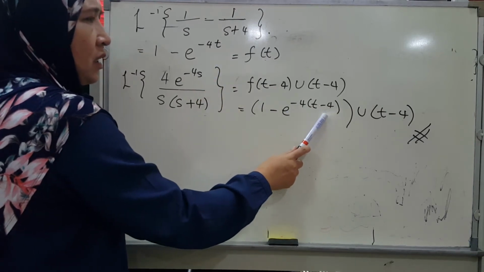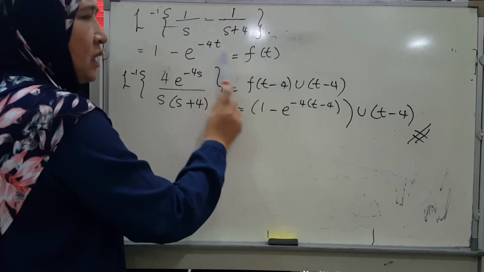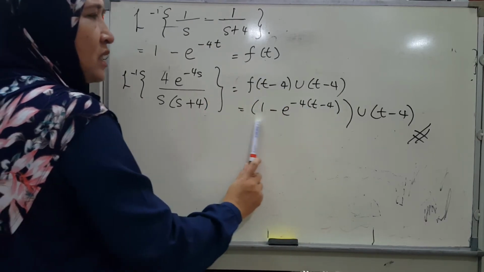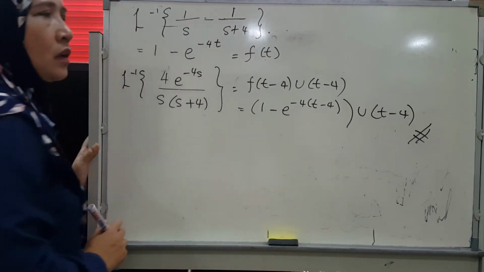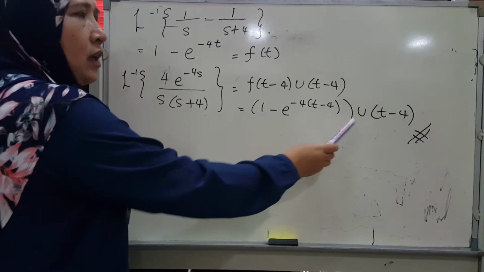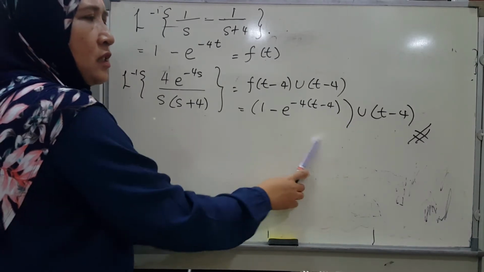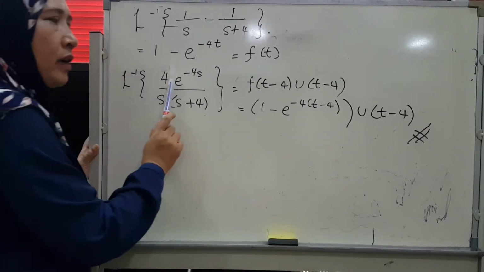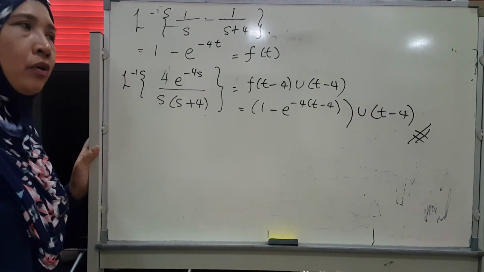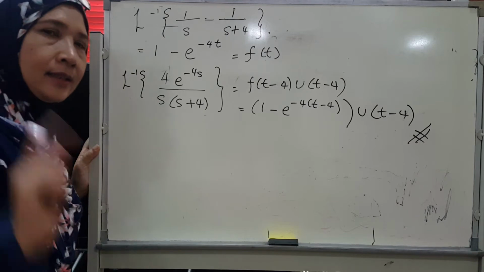Can you see? In the e to the negative 4t, t is substituted by t minus 4 into the function. So this concludes our question, Example A, as in the notes. This is the final answer. If you have an exponent, you should have u as your final answer. Okay?